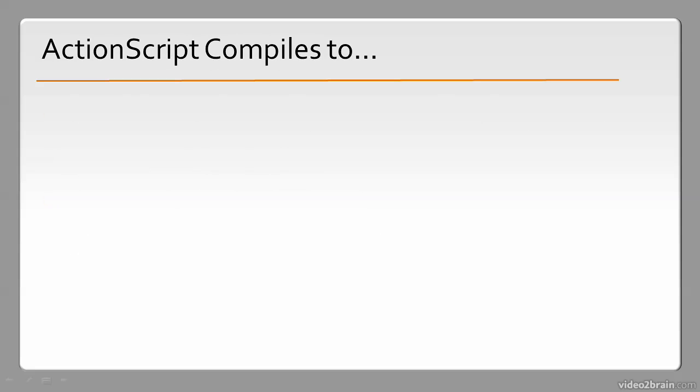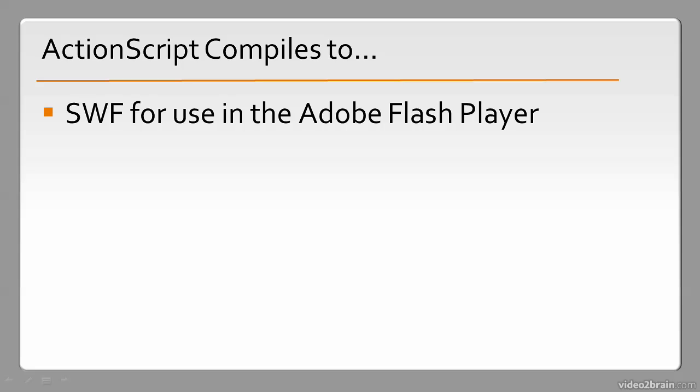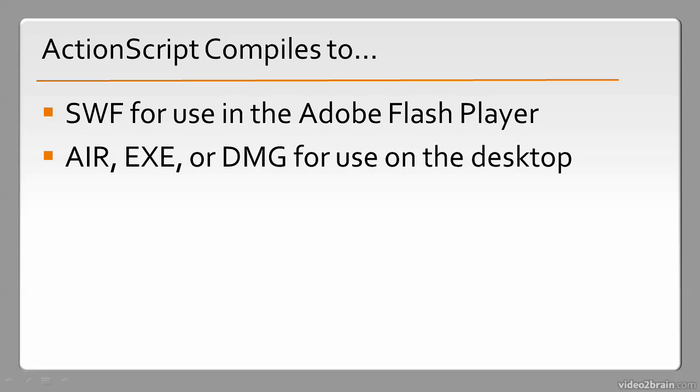So ActionScript compiles to many different types of executables and other file types that can be used in conjunction with a runtime. Probably the primary one that most people are familiar with is the SWF. SWF is used in the Adobe Flash Player, which is normally bundled with different web browsers for playback on the web. But ActionScript can also compile to an AIR file, which relies on the AIR desktop runtime, an executable file, or DMG, and these are all used on the desktop.